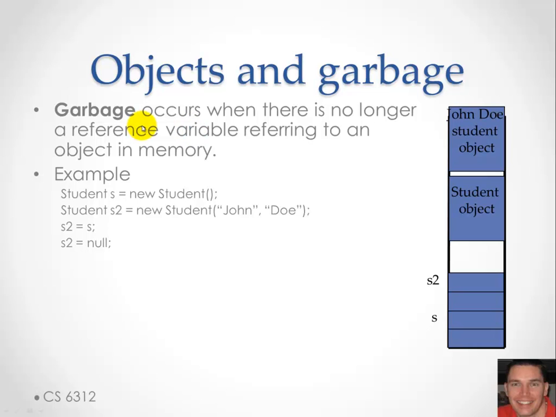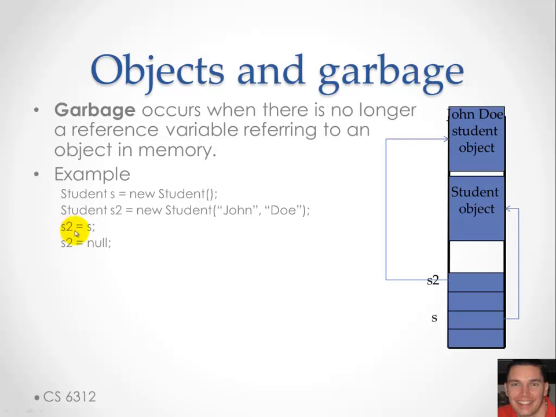Now, one other item I want to mention when we start working with objects is the word garbage. Garbage occurs when there's no longer a reference variable referring to an object in memory. So we have a situation here, student s equals new student. So we have our memory location s. We run new student, it goes out here and makes a new student object. s points to that at this particular time. Now student s2 equals new student. At this point it makes a new student object called John Doe on the heap, and s2 points to that object.